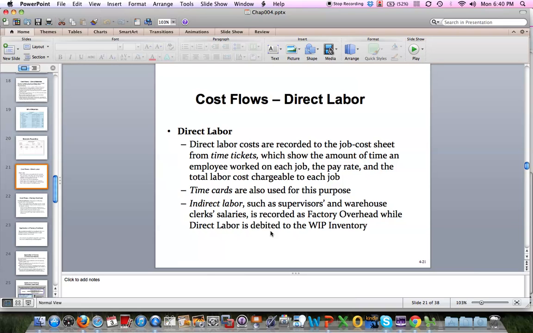Direct labor goes to work in process inventory. So thinking of debit, that work in process, we're debiting that for direct materials and direct labor. Okay, and factory overhead is used for indirect materials and indirect labor.